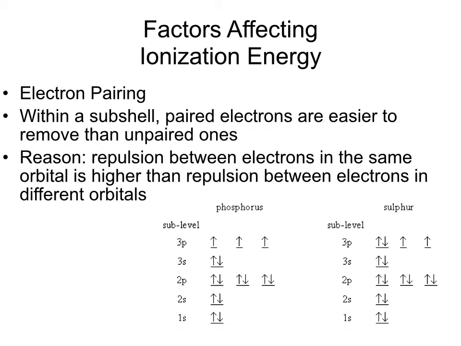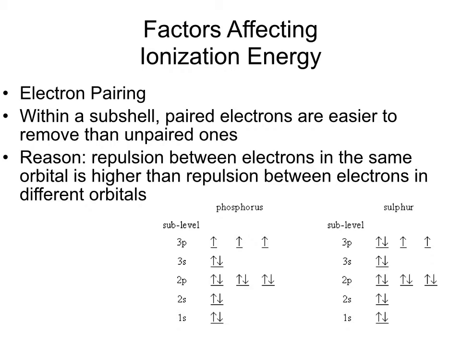But as we talked about, electron pairing also plays a role. Within a subshell, paired electrons are actually easier to remove than unpaired electrons. This is because of the repulsion that occurs between electrons, which weakens the effective nuclear charge, making it easier to pull the electron away.